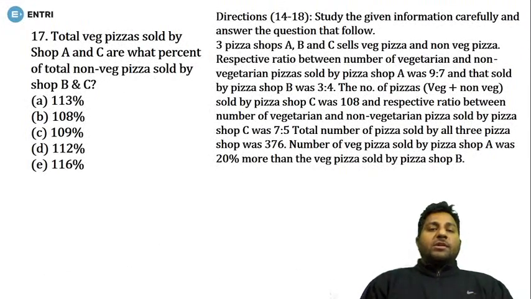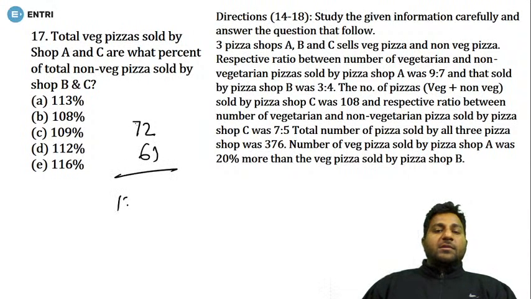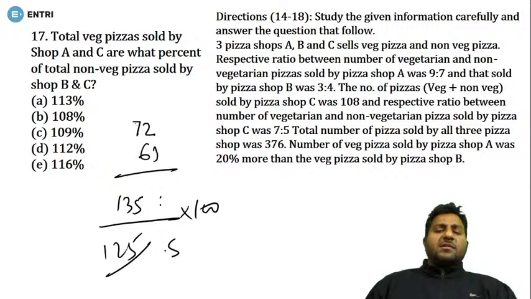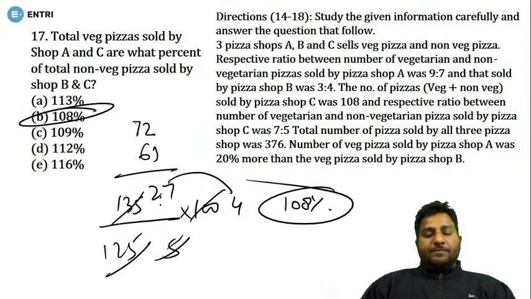Next, total wedge pizza sold by shop A and C. A had 72 wedge pizzas and C had 63, so clearly 135. Are what percent of total non-wedge pizza sold by B and C? Non-wedge pizza for B and C is 80 plus 45, 125. Look guys, this is the same question. Clearly 108%. So I hope you all are getting it.